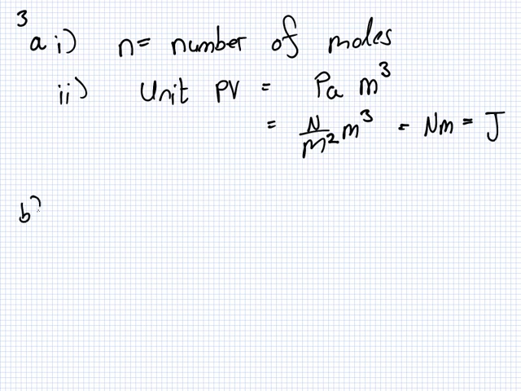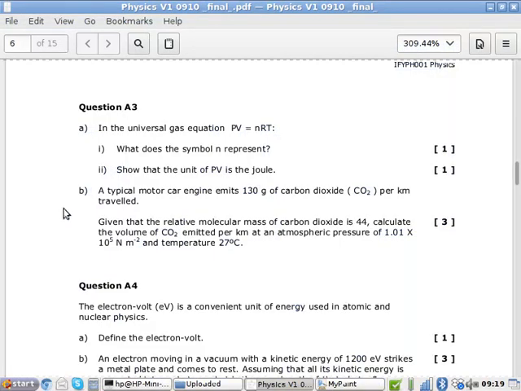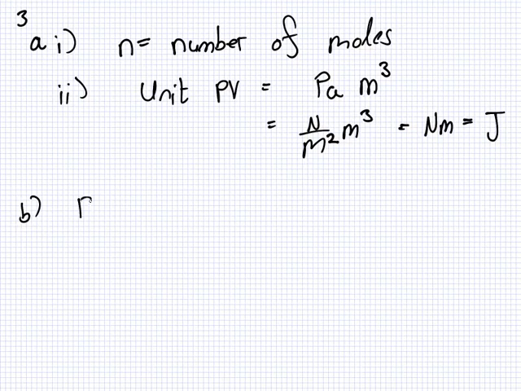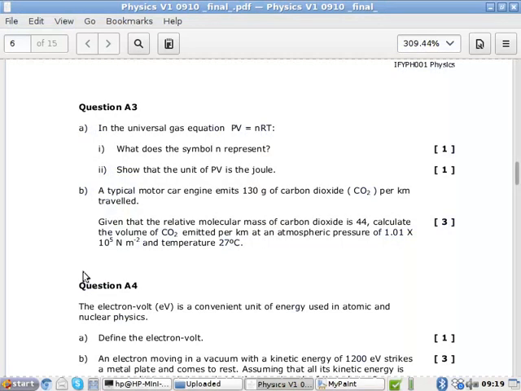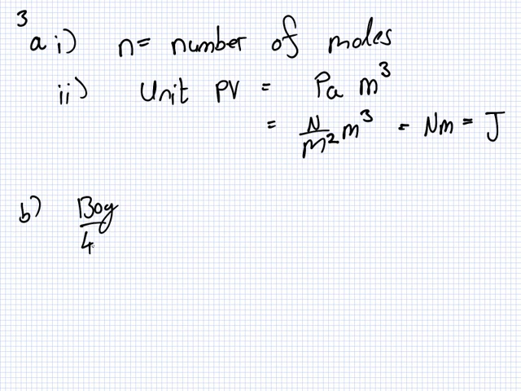Okay, and B. A car emits 130 grams of carbon dioxide, so the mass is 130 grams, and the molar mass of carbon dioxide is 44, so 130 divided by 44 is how many moles we have.